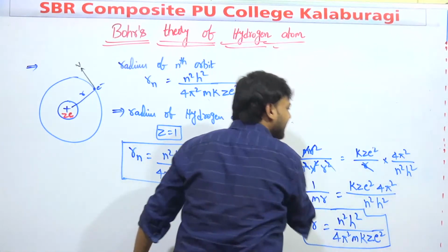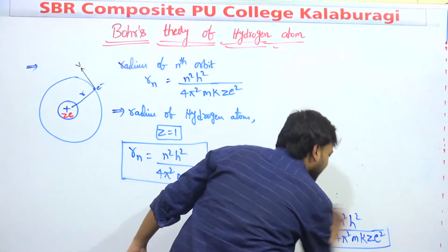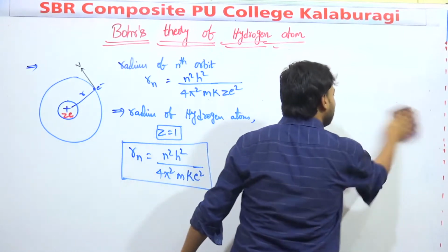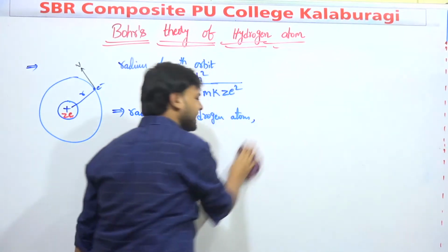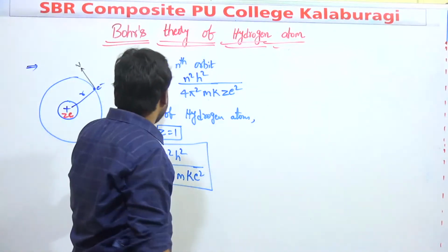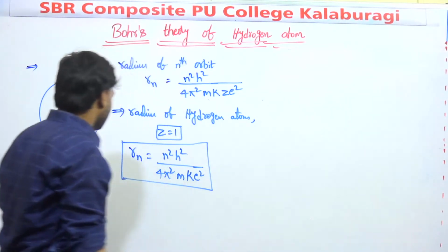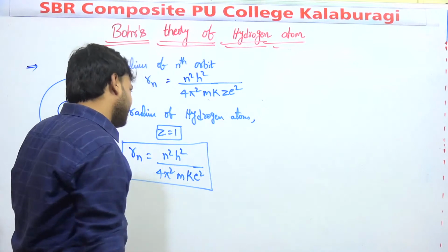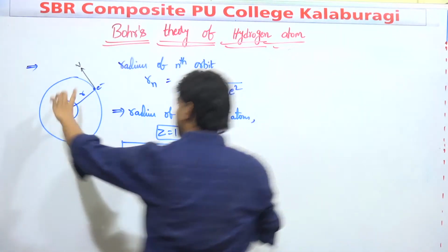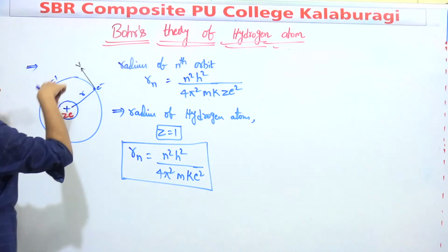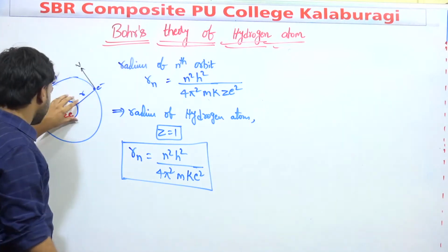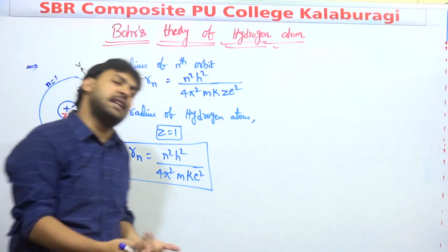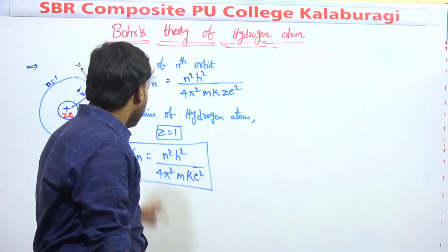Everything Bohr did, we are trying to learn in this class. He did some equations, balancing forces, and finally he calculated the radii. So finally he got this: Rn equals n square h square by 4 pi square m k e square. Then he thought to calculate the radius of the first orbit. Assume this is the first orbit, n equals 1. This is the nucleus and this is the first orbit. Now he thought to calculate this R1 for hydrogen. Assume it is a hydrogen atom.